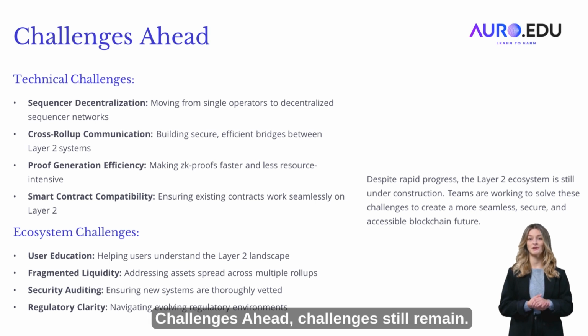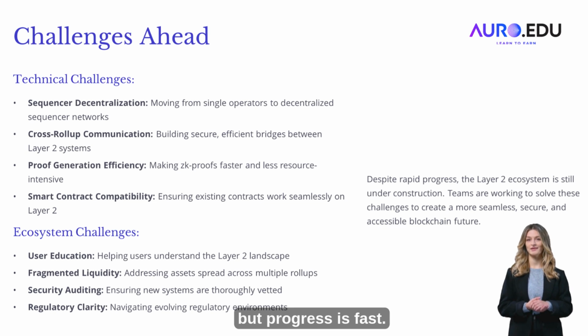Challenges. Ahead, challenges still remain. Rollups need better communication. Sequencers must become more decentralized and fair. Bridges between chains must be secured to stop hacks. These problems aren't simple, but progress is fast. The future of scalability looks bright.